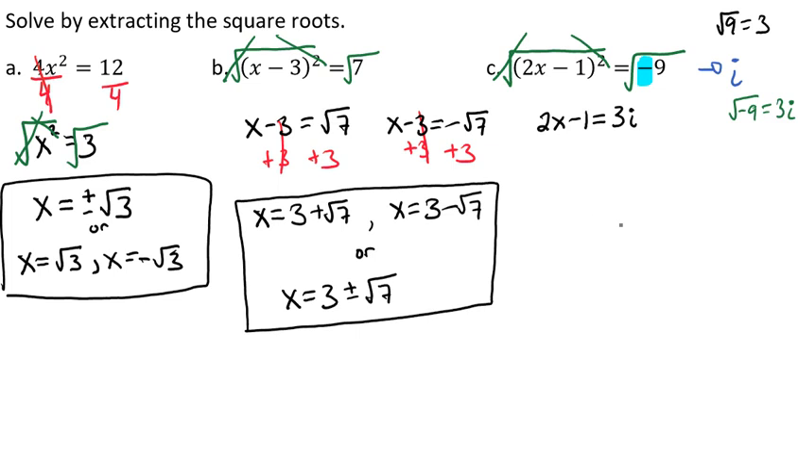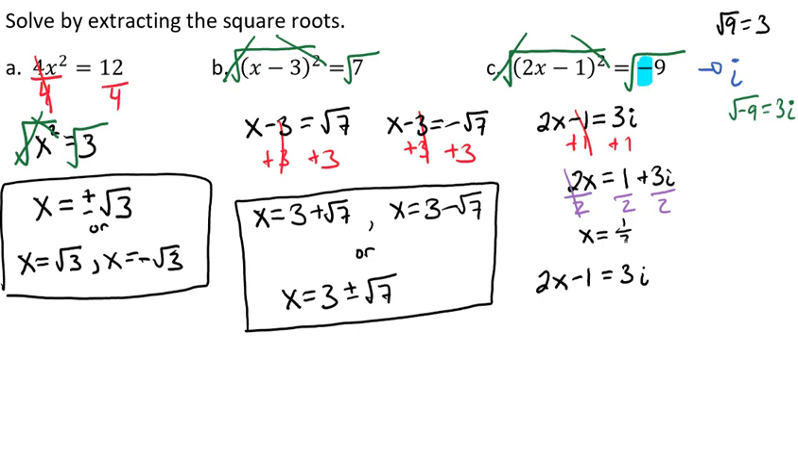Let's move that down just a little bit so we have a little more room. I'm going to start off by adding 1 to each side, and I'm going to get 2x equals 1 plus 3i. Then I'm going to divide everything by 2, and that's going to give me x equals 1/2 plus 3/2 i. Now you could put 3i over 2 as well, and that would be fine.